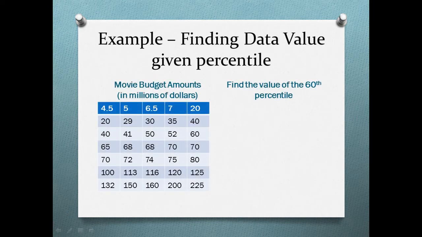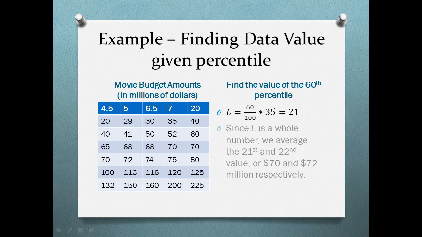Let's do an example where possibly the locator formula comes up as a whole integer. If I find the value of the 60th percentile, I take the locator formula again, doing 60 over 100 times 35, and it gives me a whole integer answer of 21. Because I have that whole integer answer, we average the 21st and 22nd values. In this case of our data, we have 70 and 72 million respectively. So I want to average 70 and 72 million. Therefore, the 60th percentile of the data is $71 million.